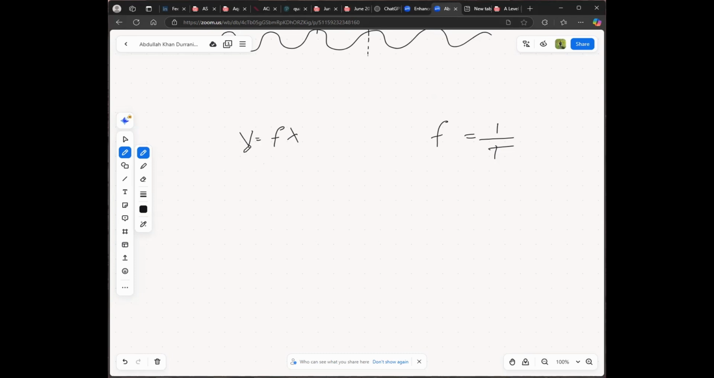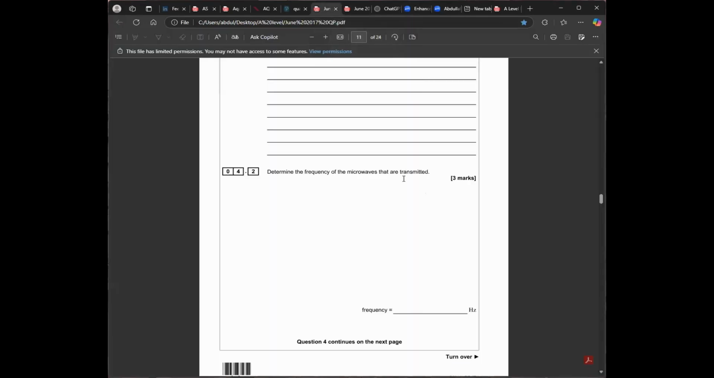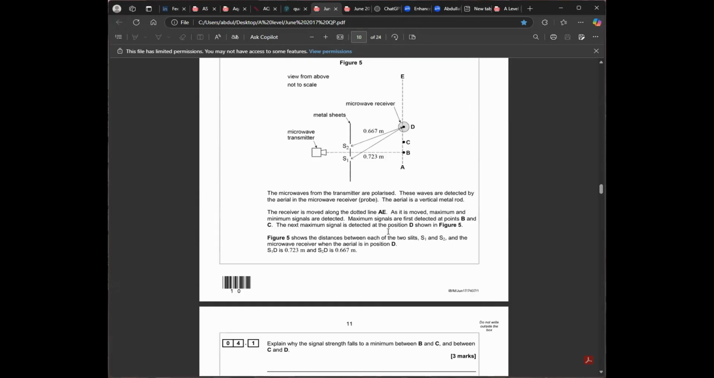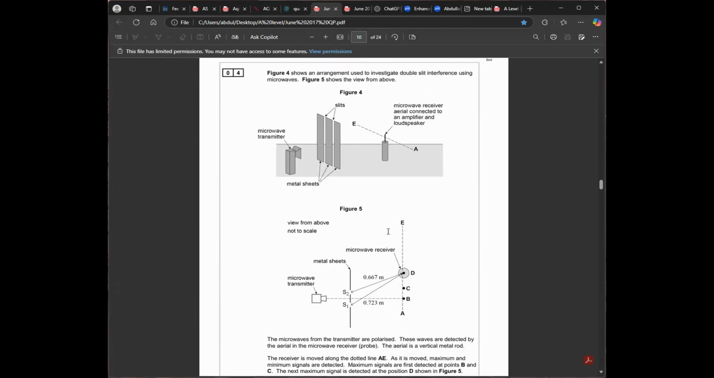Now, if they have not told us the speed, we just take the speed which is in vacuum, that should be 3 times 10 to the power 8 meters per second. The only thing else that is not known in the formula is wavelength. So we need to somehow calculate the wavelength in order to solve this question. Determine the frequency of the microwaves that are transmitted. So what are the things that we know?